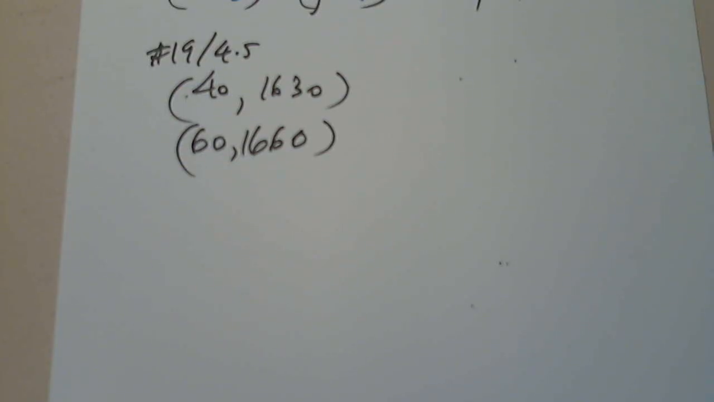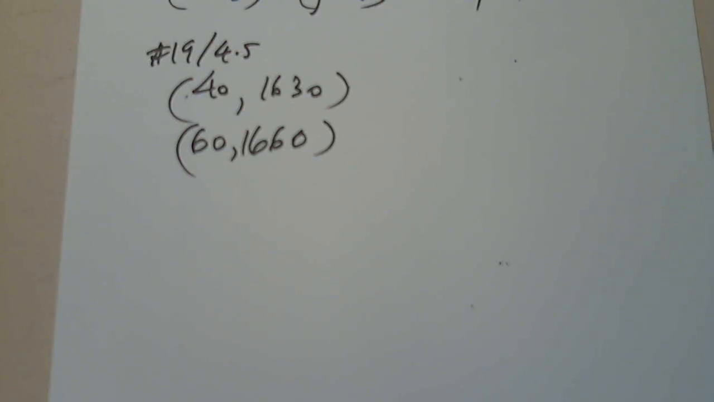So at 60, this is useless. Okay. This one, 2, 4, 6, doesn't say anything about 40. And this is useless as well. So 40, 1630, and 60, 1660. Very good. This is it.